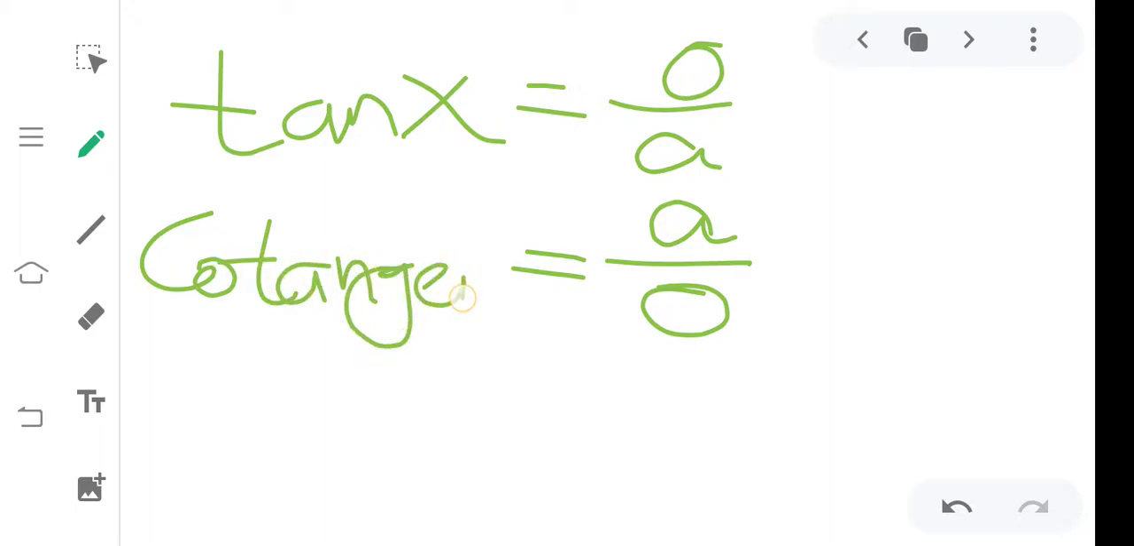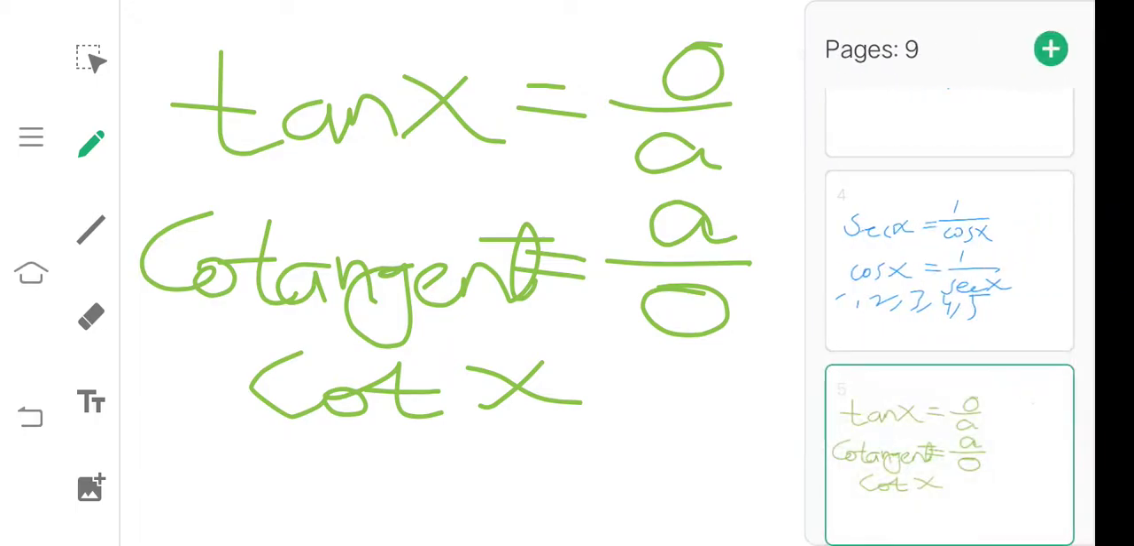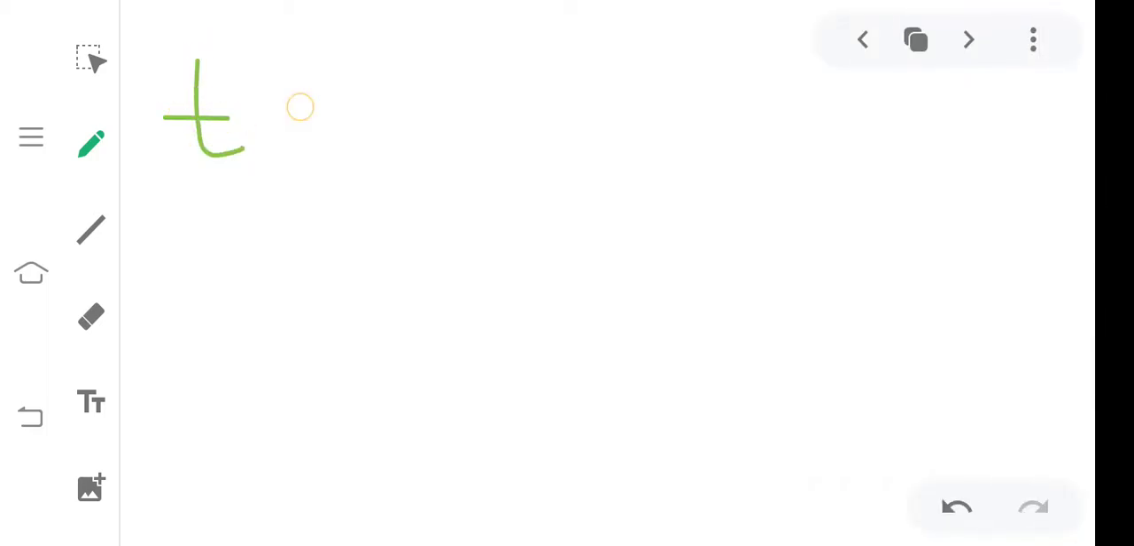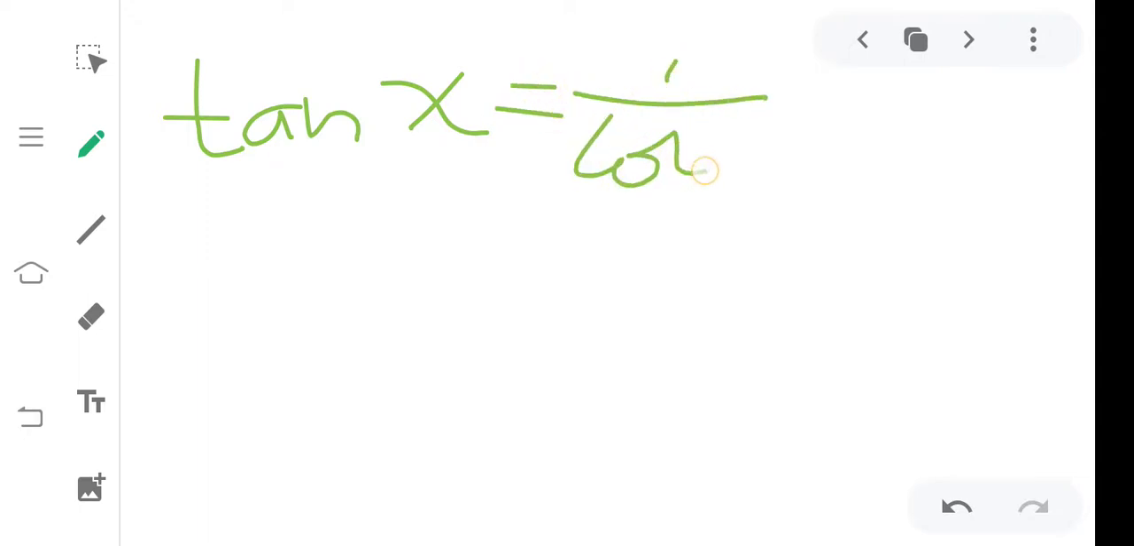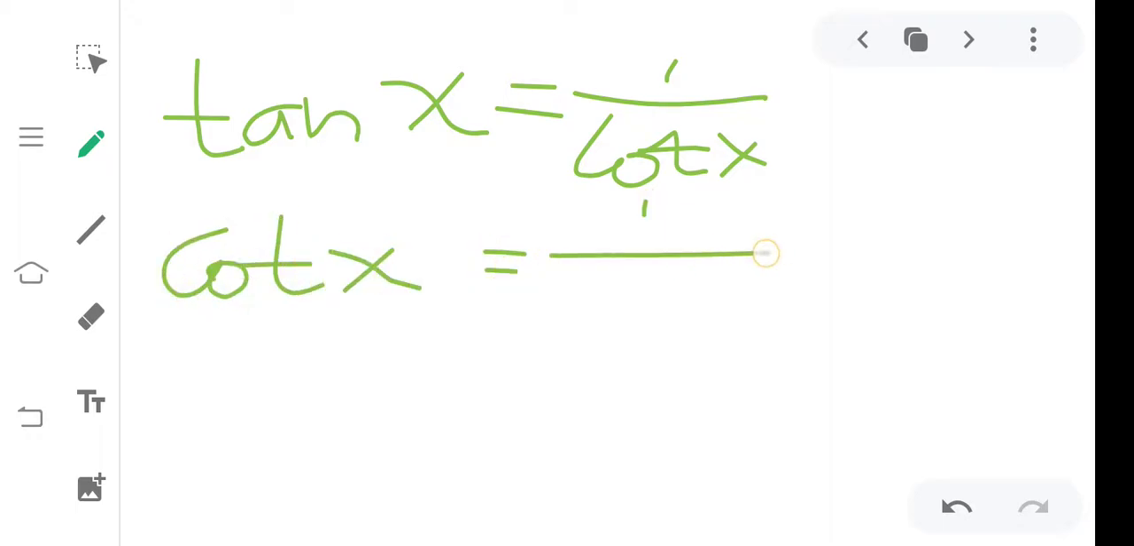What is that? Cotangent. In short, we write cot. So tangent and cotangent are reciprocal to each other. Okay, so we can say tan x is 1 by cot x, or cot x is 1 by tan x. So remember, tan x is 1 by cot x, or cot x is 1 by tan x.